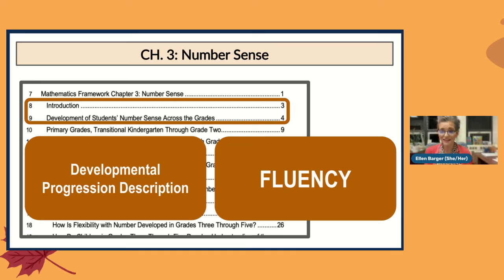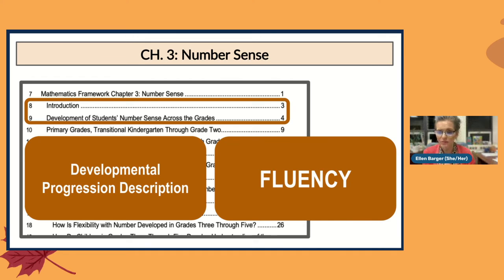Okay, so in chapter 3, I want to call attention, of course, to the introduction because you always start there. And I really love these few pages about the development of students' number sense across the grades, because it's just so beautiful how it describes the developmental progression. But there's also a really good section in there on fluency, and it's not called out in the table of contents, but that's where you'll find it.